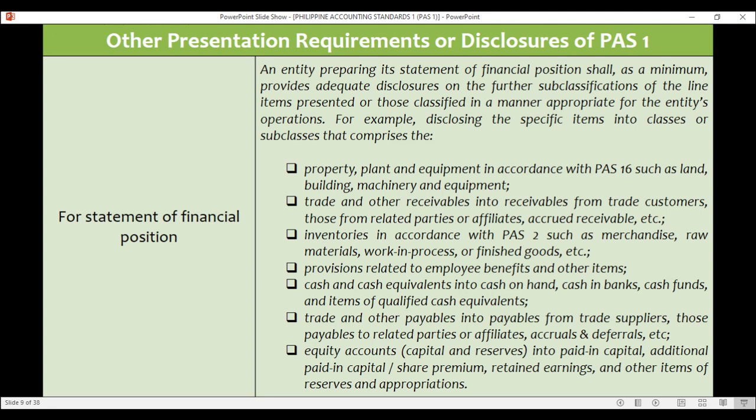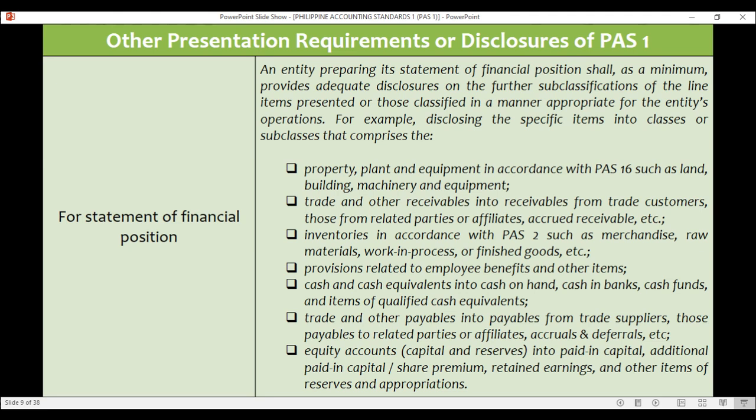Or, if the manner of presentation so requires that land, building, machinery, and equipment should be presented in the statement of financial position, such should be disclosed also in the notes to financial statements. The reason for presenting that kind of subclassification. Also, we have trade and other receivables, into receivables from trade customers, those from related parties or affiliates, then accrued receivables, and so on.